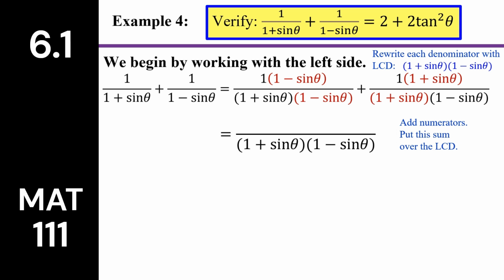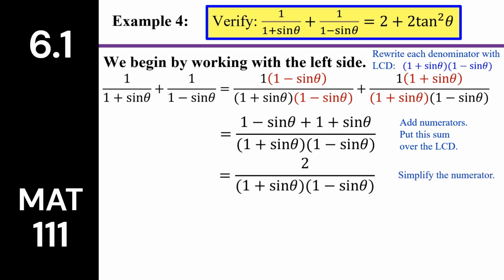We can now add our numerators. The first fraction is 1 minus the sine theta, and to the second one we add 1 plus sine theta. This simplifies to just 2 because 1 plus 1 is 2, and the negative sine theta plus sine theta cancels out. We can then multiply those factors in the denominator. It's technically FOIL. 1 times 1 is 1. The outer of minus sine theta and the inner of plus sine theta cancel out, and the last gave us a positive times a negative, so we got negative sine squared theta.